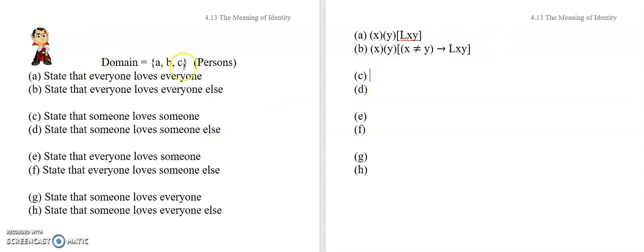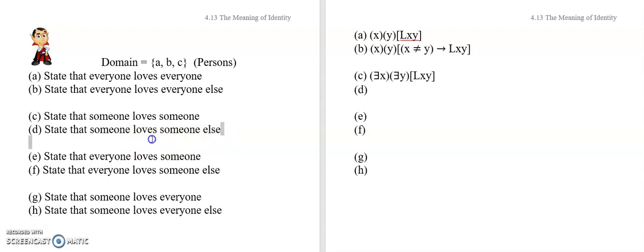Okay, so we've got our three-person domain. Someone loves someone, so it's not going to be too difficult. You're going to have existential quantifiers: there exists an x, there exists a y, such that Lxy. It's modeled just like A, except for the existential quantifier.